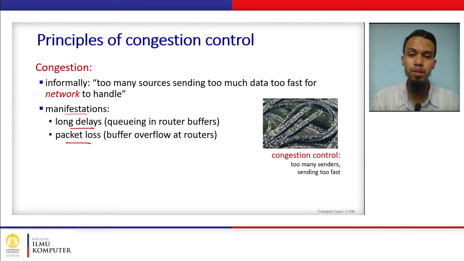slides in this part. Informally, congestion in the network is defined as too many sources sending too much data too fast for the network to handle. We can see this from this illustration. For example, let's say there is a highway, and too many cars are going onto this highway at a very high rate. After some time, the highway will be congested. No cars can move anymore on the highway.